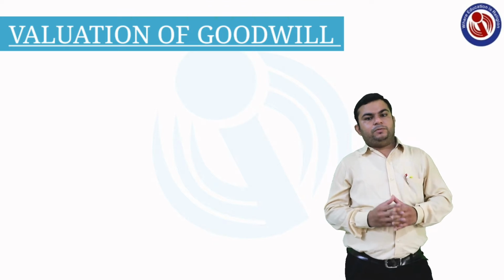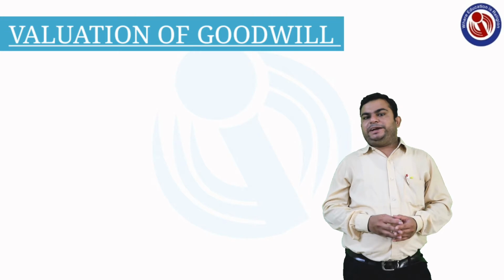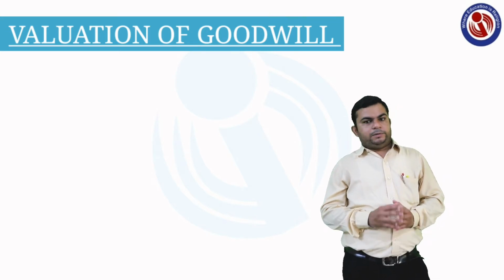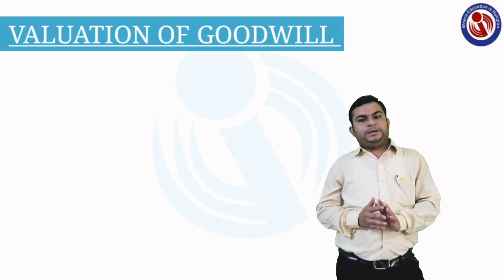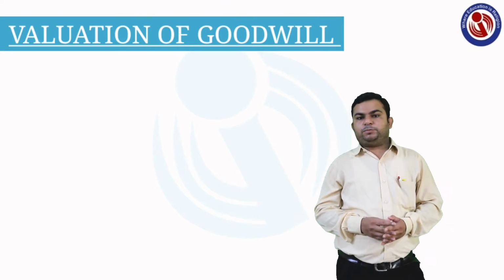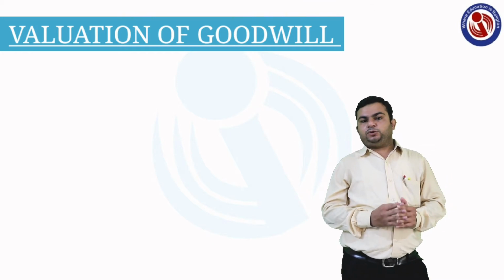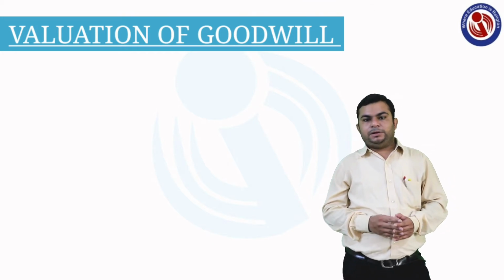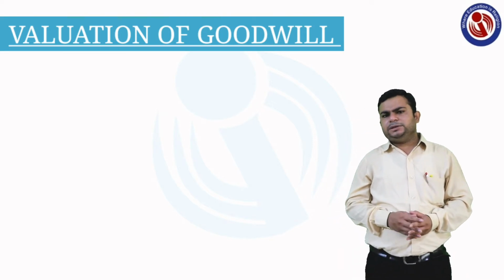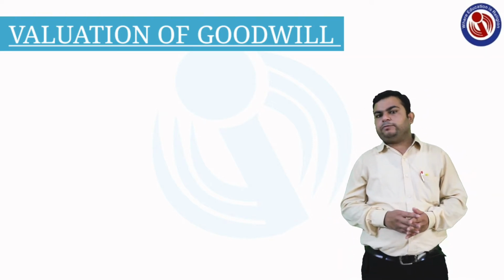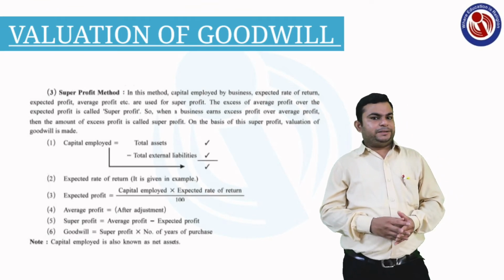In that, number 1 is average profit method, second method is a weighted average profit method, number 3 is a super profit method, and number 4 is capitalization of average profit method. Out of these 4 methods, we have discussed the first 2 methods, that is average profit method and weighted average profit method. Today we are going to discuss the third method of valuation of goodwill. Name of the method is super profit method.